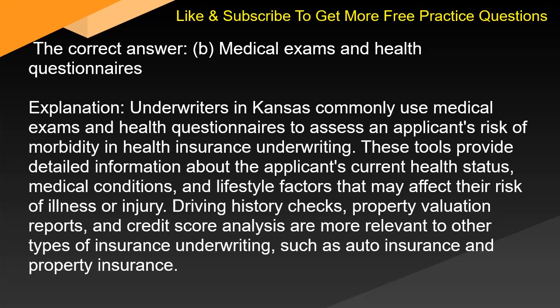Explanation. Underwriters in Kansas commonly use medical exams and health questionnaires to assess an applicant's risk of morbidity in health insurance underwriting. These tools provide detailed information about the applicant's current health status, medical conditions, and lifestyle factors that may affect their risk of illness or injury. Driving history checks, property valuation reports, and credit score analysis are more relevant to other types of insurance underwriting, such as auto insurance and property insurance.